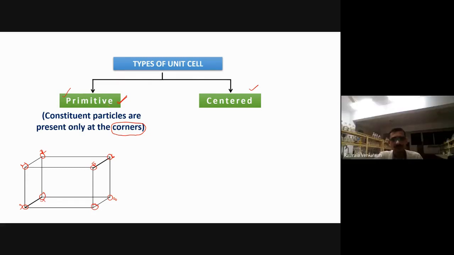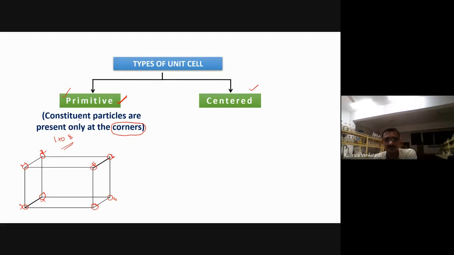No doubts, sir. Very simple. Definition is very, very simple. Constant particles are present at corners of the unit cell. That means here, like this, 1, 2, 3, 4, up to 8. 1 to 8 I have written. They are called corners. Here only we are going to have constant particles.